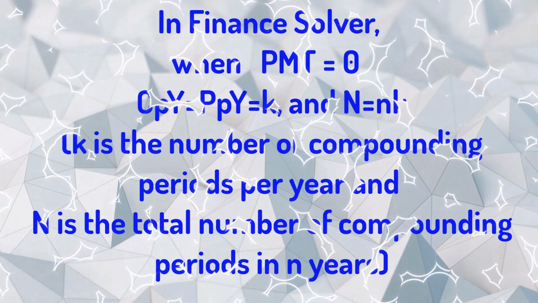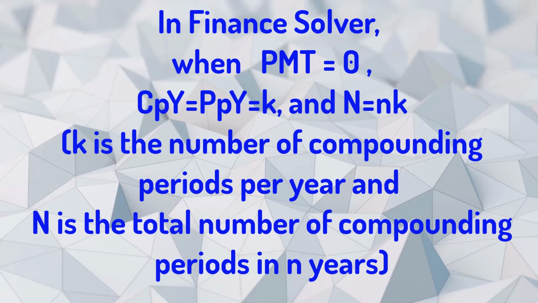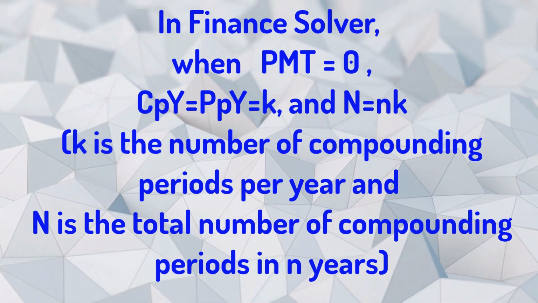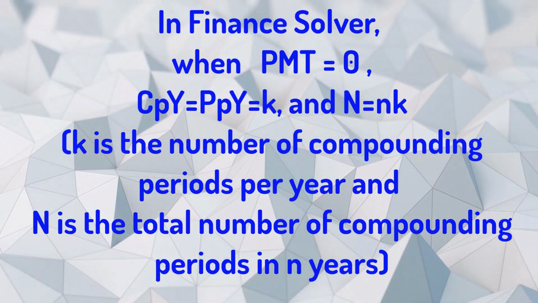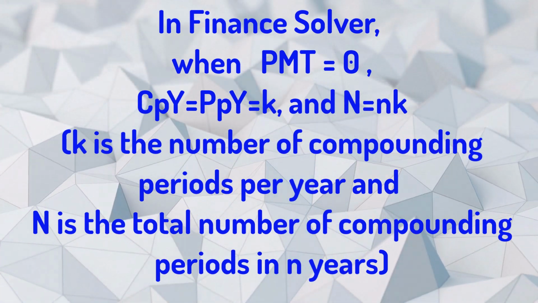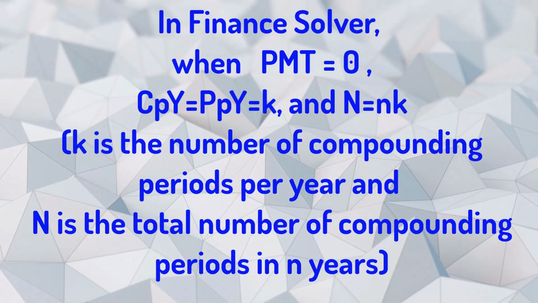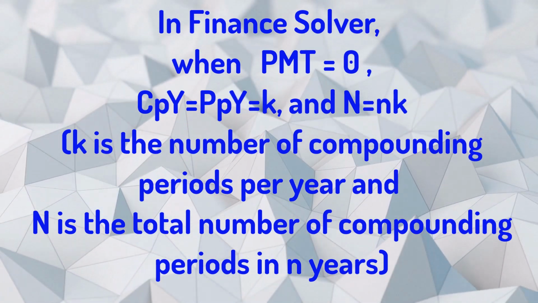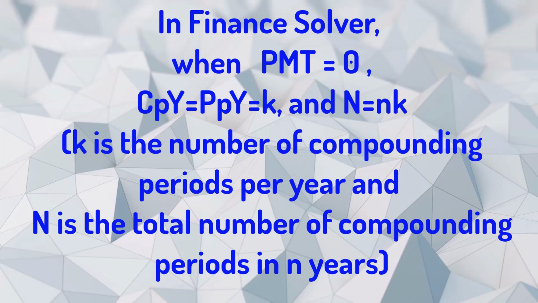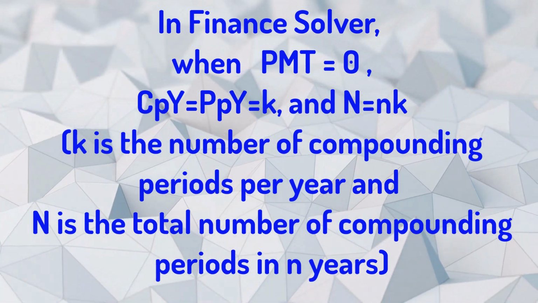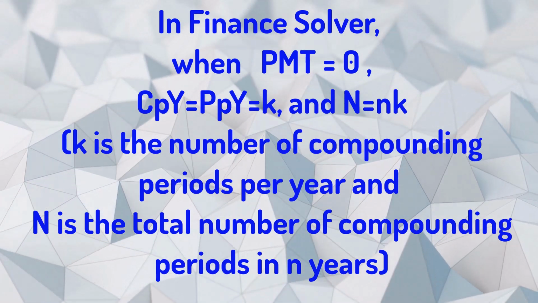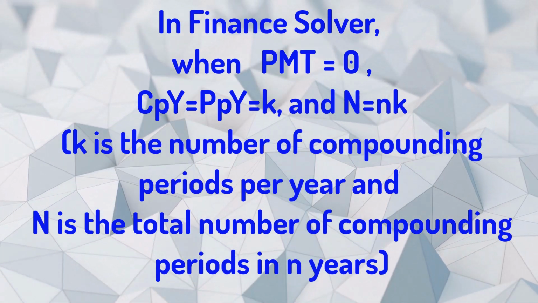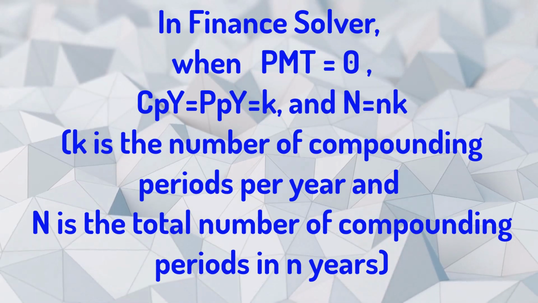In Finance Solver, when PMT equals 0, compounding periods per year equals payments per year equals K. K is the number of compounding periods per year, and capital N equals N times K. Therefore, capital N is the total number of compounding periods in N years.